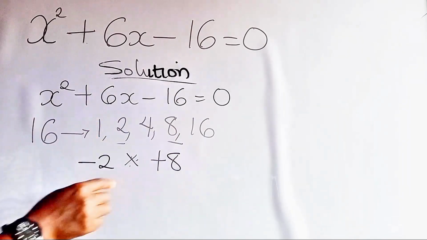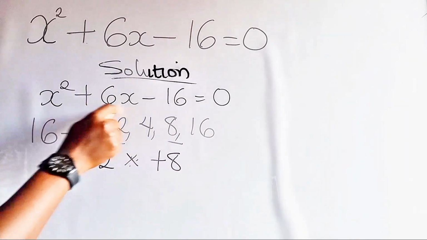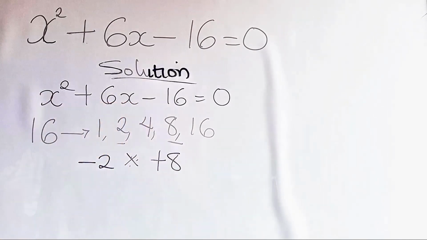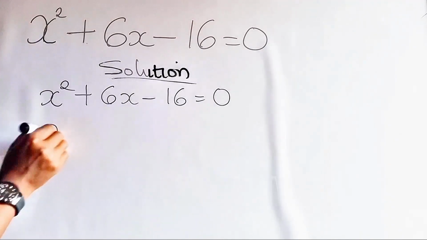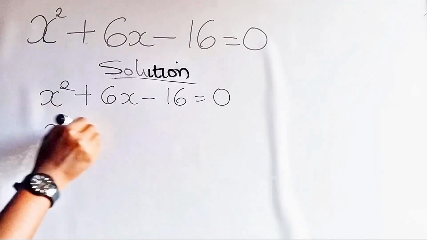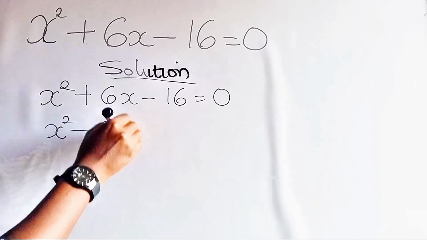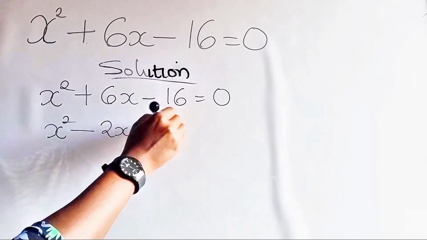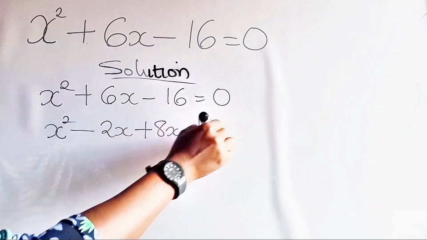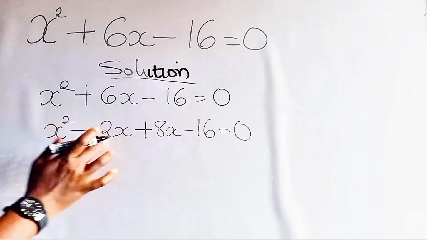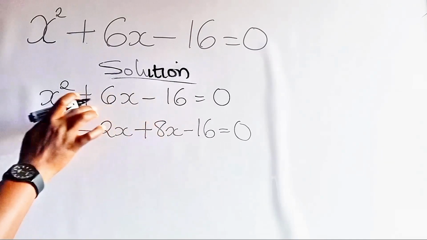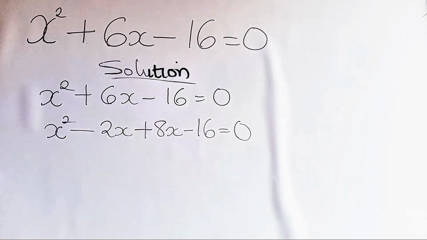We are now going to use these two numbers to replace this middle term here. So we have the two numbers as minus 2 and plus 8. So that we have here x squared minus 2x plus 8x minus 16 equals 0. Guess you understand what I've done here. Minus 2x plus 8x will still give you this middle term 6x.